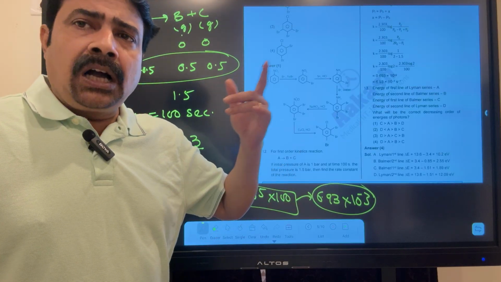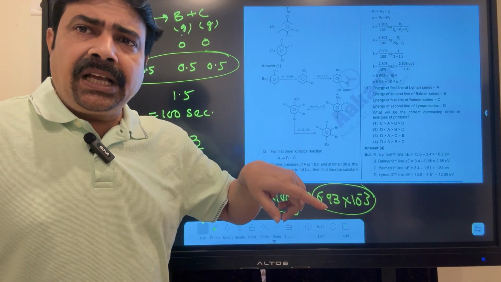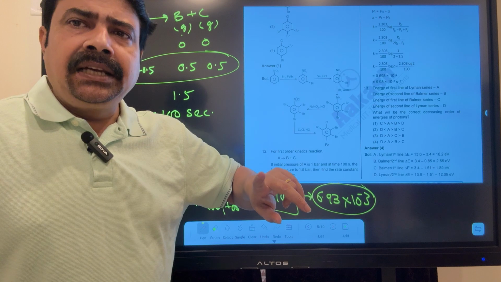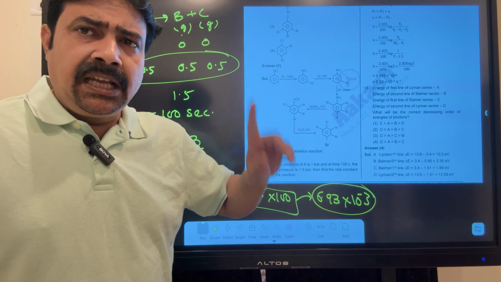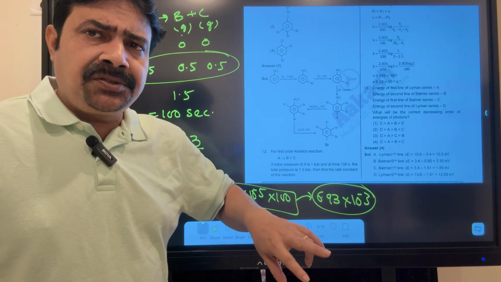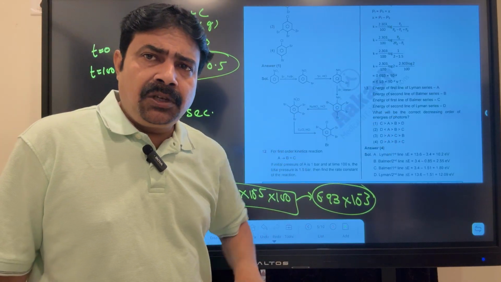If lambda is higher, energy will be lower. Lambda and energy are inversely proportional. Energy is directly proportional to frequency. Lambda is inversely proportional to frequency. If lambda is more, energy will be less.